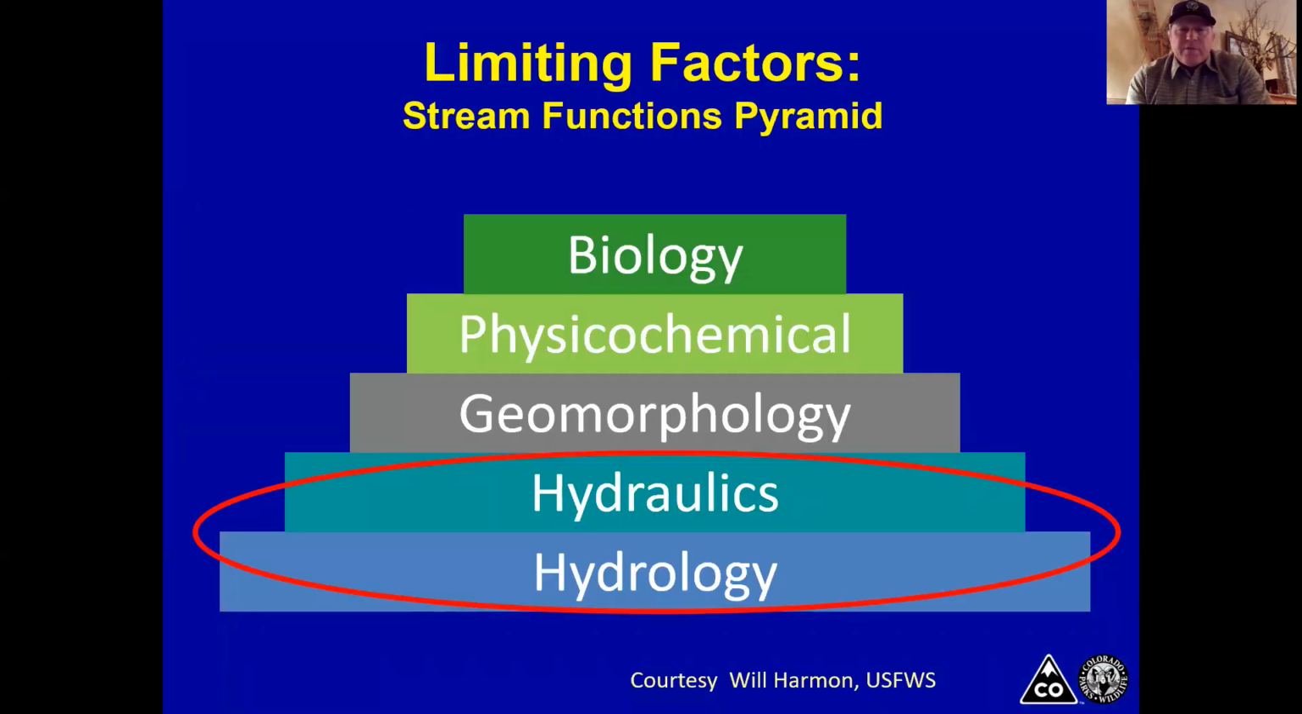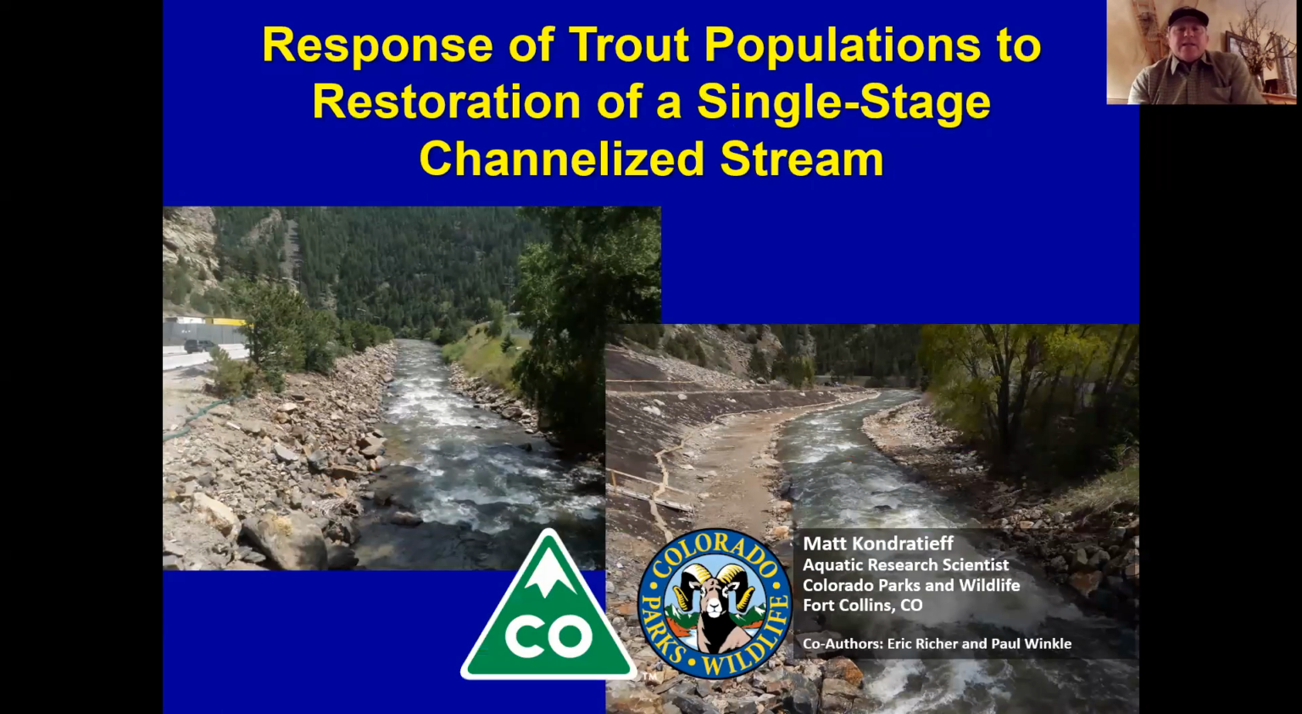So I talked about the stream function pyramid and limiting factors. I'm going to have a couple case examples to show you how this relates in terms of actual research that we've done, monitoring different aspects of these fundamentals of the stream function pyramid, this concept of how do you, if you want to improve fisheries, you've got to deal with these fundamental aspects that are underlying biology.